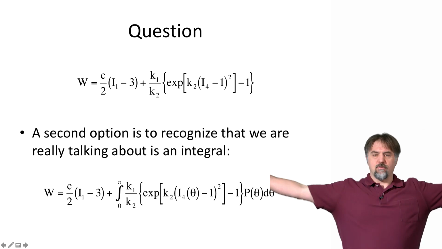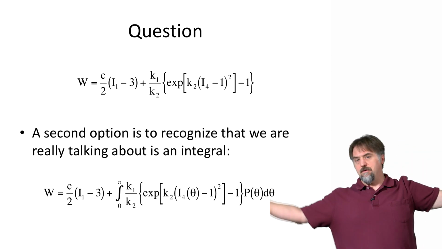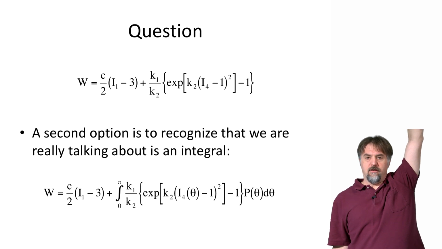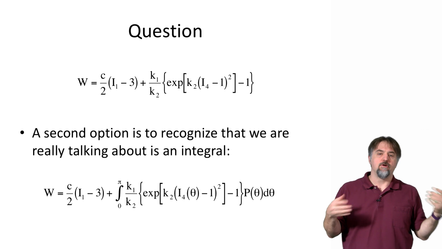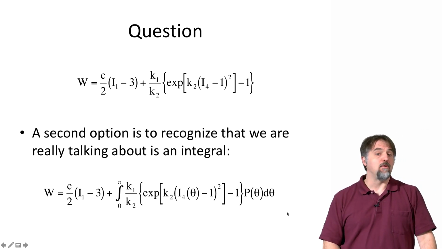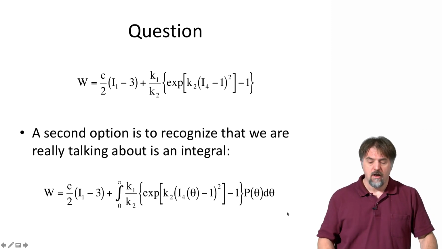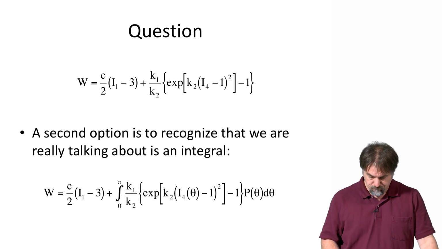So if all the fibers were aligned this way, p would be a delta function aligned in the one direction, or theta equals 0. If it were this way, p would be a delta function of theta equals pi over 2. And if they were distributed uniformly, p would just be equal to 1 over pi. So then the integral of p d theta would be 1, and it would be uniform. So we can pick whatever distribution we want. And this is very attractive because there are a lot of good experimental techniques to measure fiber orientation distributions.